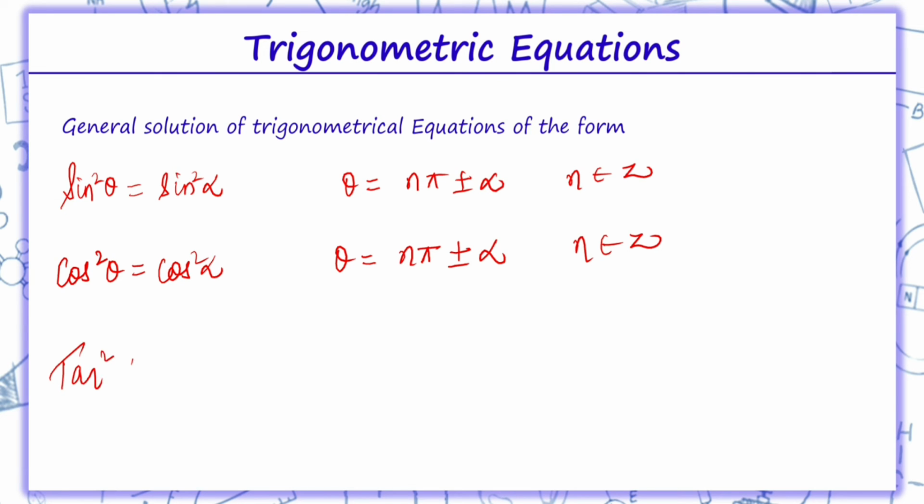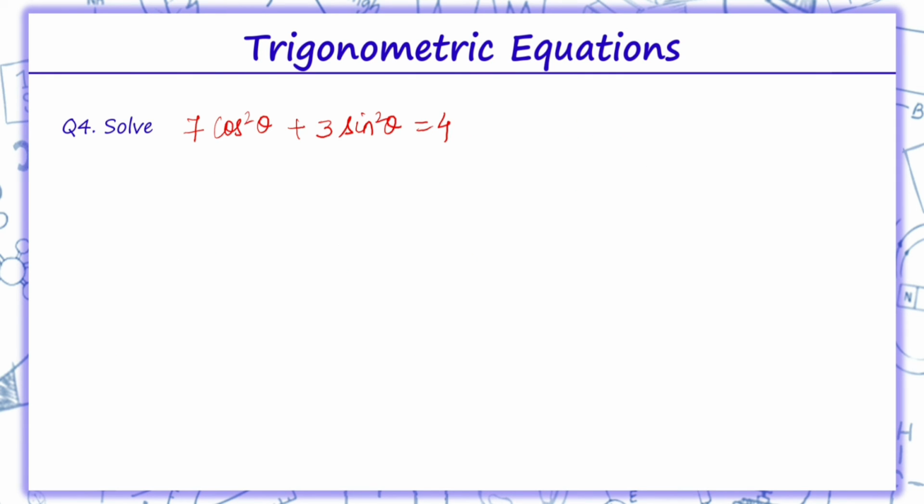And the third formula: tan square theta is equal to tan square alpha. Here also the value of theta is written as theta equals n pi plus minus alpha, where n belongs to z. This is the condition when all trigonometric functions are given in the form of squares in the question.